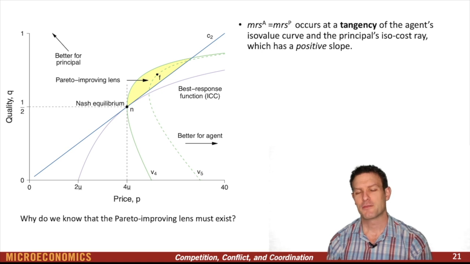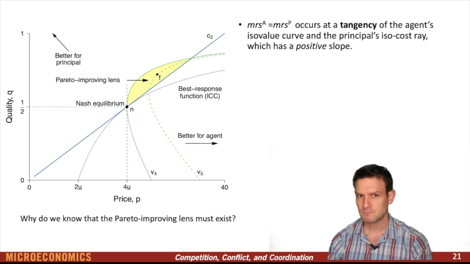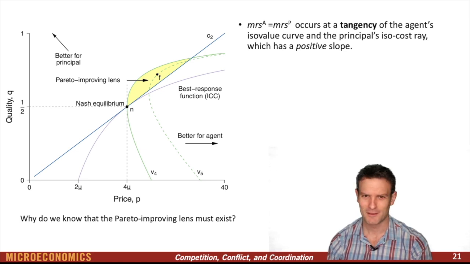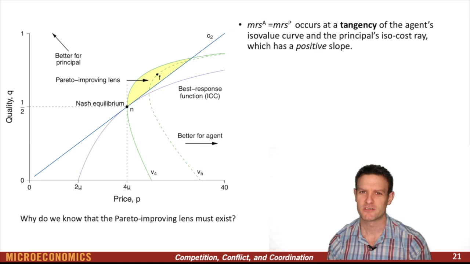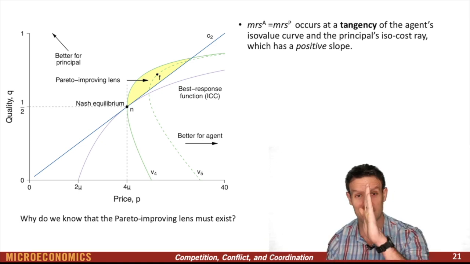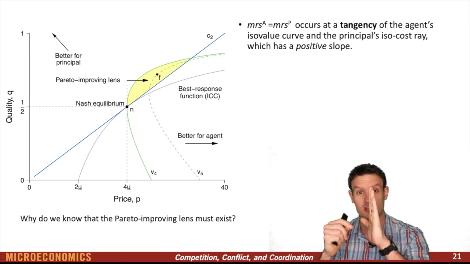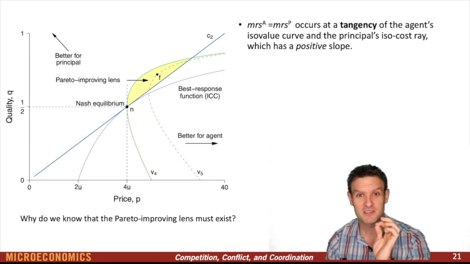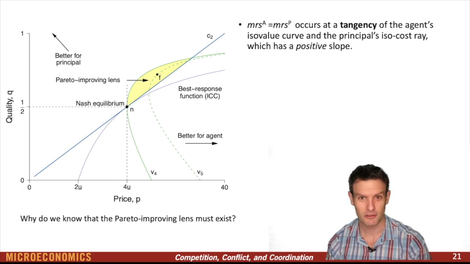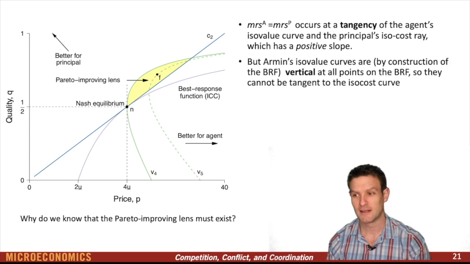All right, so the thing is that her isocost curves, or isocost rays, have a positive slope. Now, what do we know about the agent's isovalue curves at points along the best response function? Well, they're vertical at points along the best response function. Remember, we said that they're going to be tangent to any price in order to give us the point on the best response function. Therefore, they themselves are vertical. So what that means is that we've got a vertical isovalue curve and a positively sloped isocost ray. Their slopes are definitely not equal at that point.